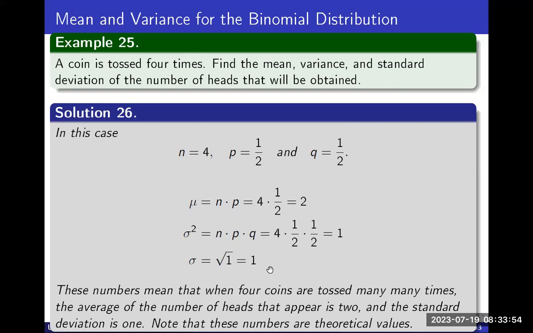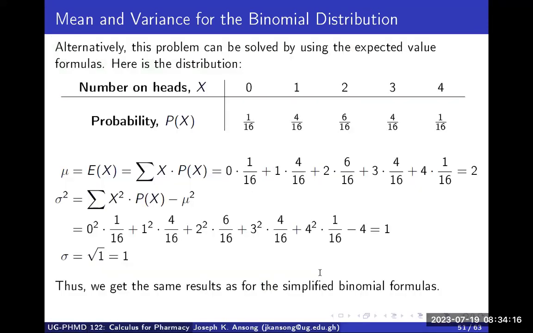Okay, they mean that when you perform this experiment many times, tossing 4 coins, you do that many times, the average number of heads that will appear is 2, and the standard deviation is 1. Again, these are theoretical numbers. We haven't really performed the experiments. You can compute it alternatively using the previous formulas that we have seen before.